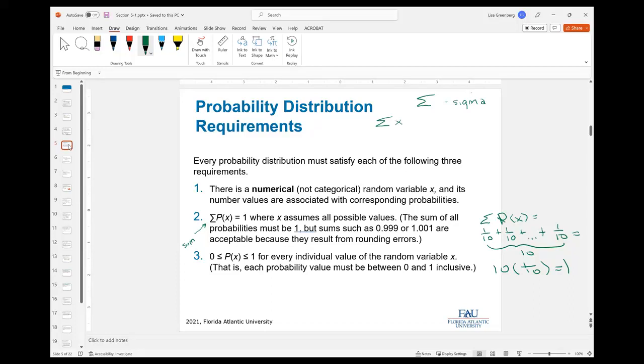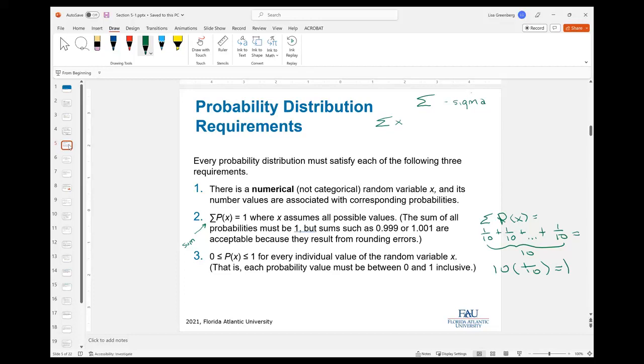The sum of all the probabilities has to equal 1 because X can assume any value. The sum of all probabilities must be 1, but sums such as 0.999 or 1.001 are acceptable because they can result from a rounding error, right? I can round 0.999 all the way up to 1, and I can round 1.001 to 1 as well. But the sum has to equal 1.